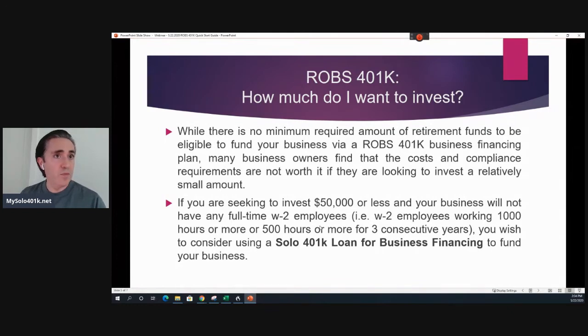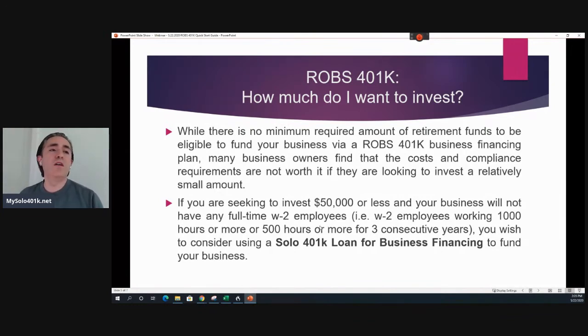So the next consideration as you're evaluating the ROBS plan is, how much do I want to invest? There is technically no minimum amount that's required. However, most of our customers or prospective customers find that if they are not going to invest that much retirement money, it's generally not worth the costs to set up a ROBS plan, as well as having to comply with the ongoing requirements. Usually that cutoff is around 50,000, but it could be 35, it just depends on your situation.